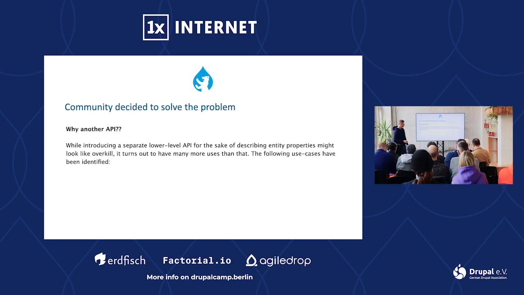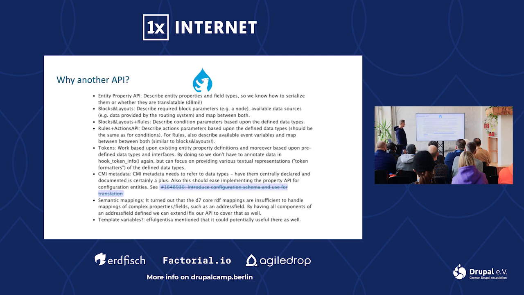Of course, as usual in the community, there was a very important question. Why another low-level API, guys? Isn't it overkill to implement a low-level API just for the sake of describing the entity properties? But the community was able, oh my gosh, the resolution is pretty bad. The community was able to identify a bunch of points that will benefit from this API, including property API, blocks, layouts, rules, action APIs, tokens, CMI, metadata, semantic mappings, and even template variables.